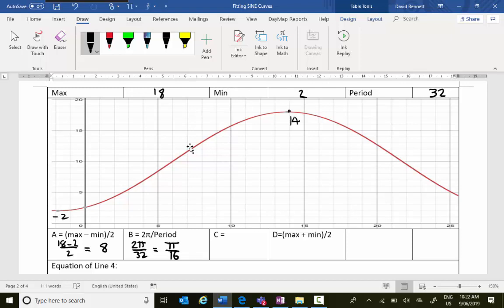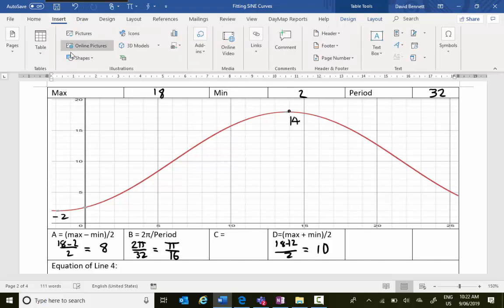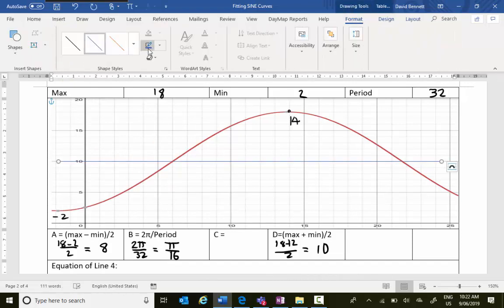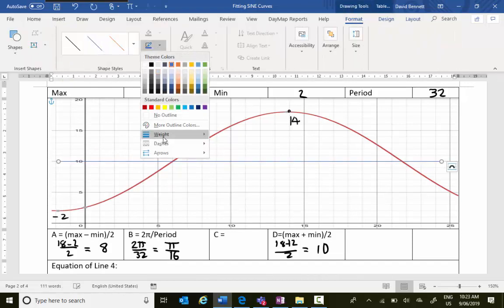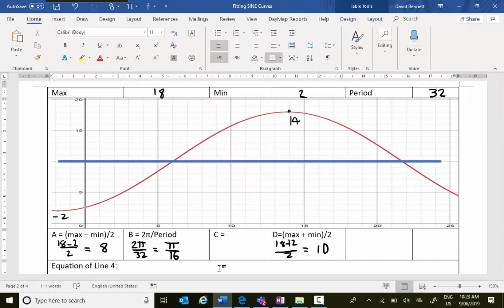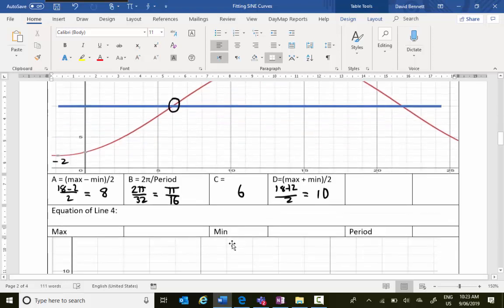My C value, I have to do my D value, remember, first. So it's going to be 18 plus 2 on 2, which is going to be 10. So I'm going to get my line, insert a line, and I'm going to draw it around 10. And just make it a bit thicker so you can see it. Right, so where does my curve touch this axis here? Touches that point there, it's going up at that point there. So if I read that value off, that value there is 6.